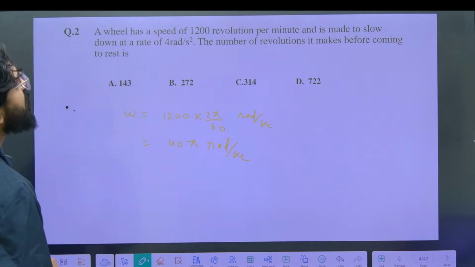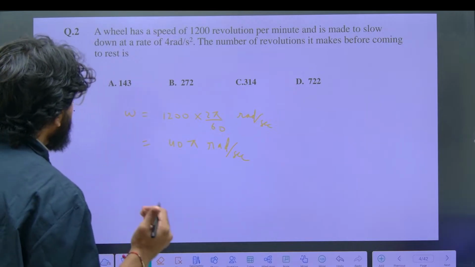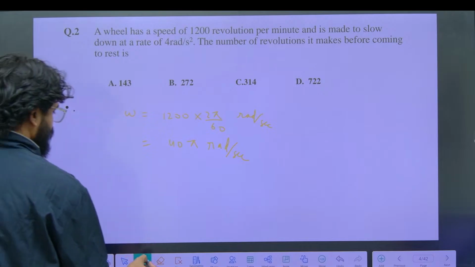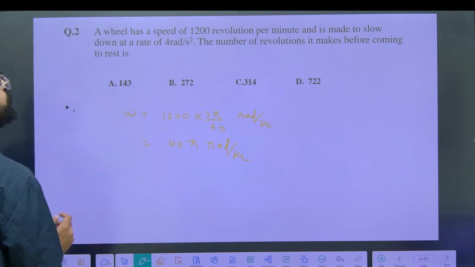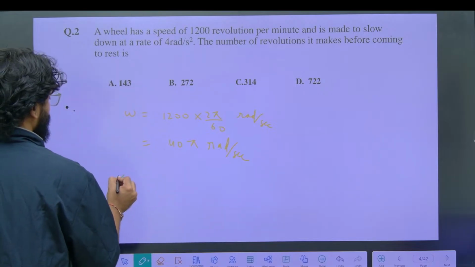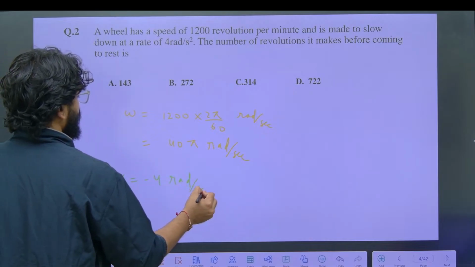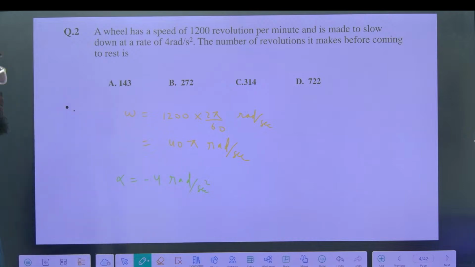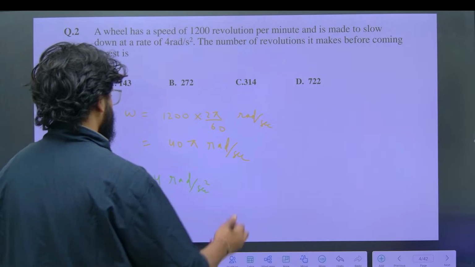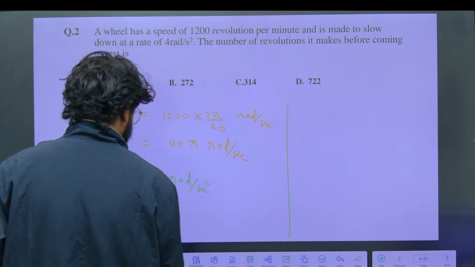Okay, chaliye, and it is made to slow down at a rate of 4 radian per second square. So over here alpha is negative because it is slowing down the wheel. The question asks the number of revolutions it makes before coming to rest. Okay, chaliye, so can we use this?